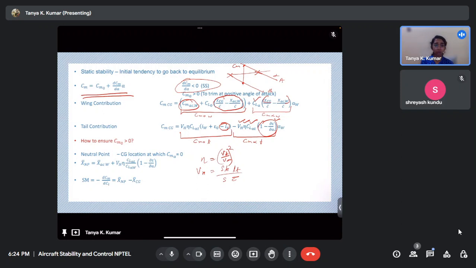Static margin is a quantity that gives you a feel of the stability. So the more positive the static margin, the more stable the aircraft is. So for a stable aircraft, dCm by d alpha or dCm by dCl will be negative, right? So the negative of the slope is the static margin. So the static margin will be positive for a stable aircraft, right? That also means that the neutral point is ahead of the CG, which is what is required. So static margin gives you a quantity to tell you how stable the aircraft is. So the more the numerical value of the static margin, the more is the stability of the aircraft.